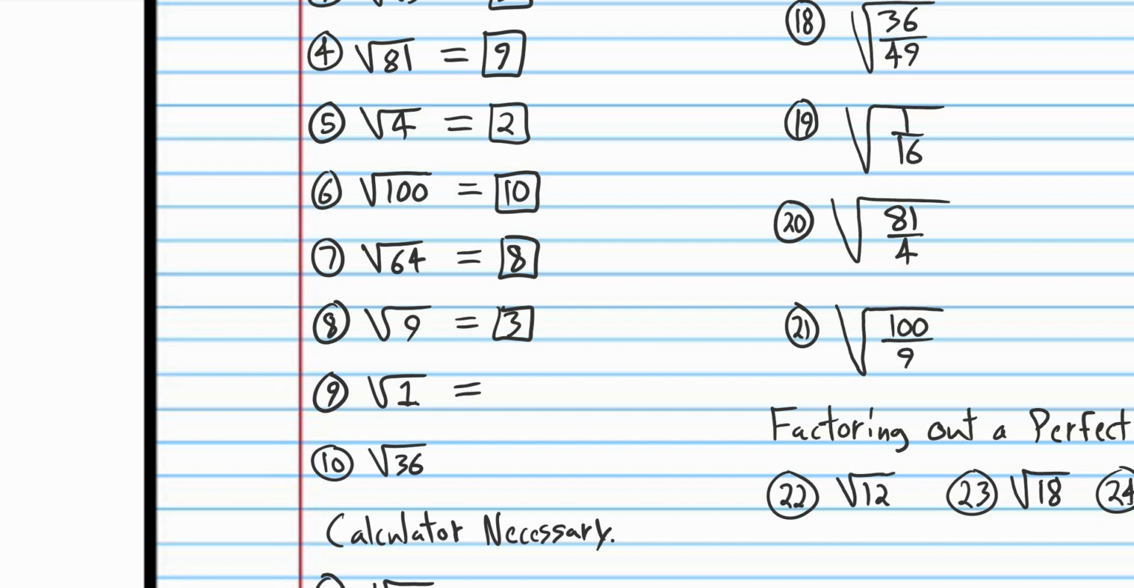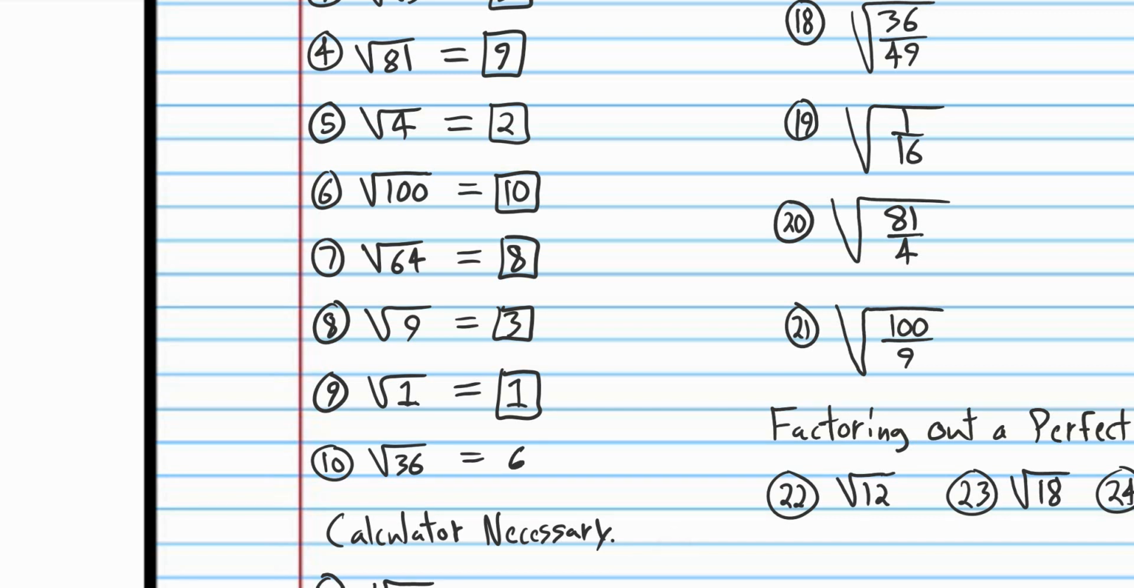Try number 9. Now number 9 is actually going to be a little tricky. So see if you can figure this out. If you can't, that's okay. We'll do it together. But what number times itself is equal to 1? Pause the video and think about that. And when you come back, we'll do it together. All right, we're back. If you said 1, you're correct. Because 1 times 1 is 1. So that was kind of a tricky problem. Now try number 10.